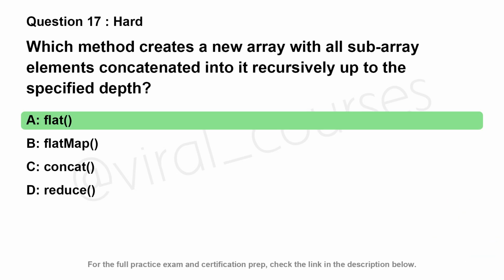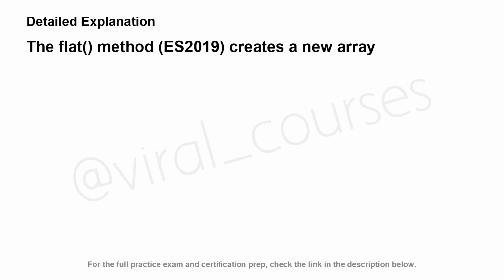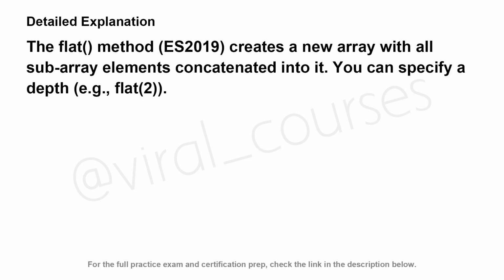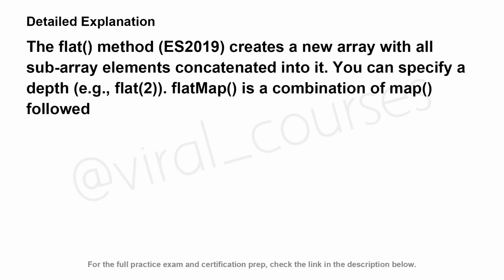The correct answer is A. The flat method, ES2019, creates a new array with all subarray elements concatenated into it. You can specify a depth, e.g., flat(2). flatMap is a combination of map followed by a flat of depth 1.